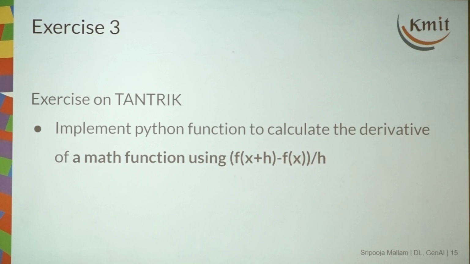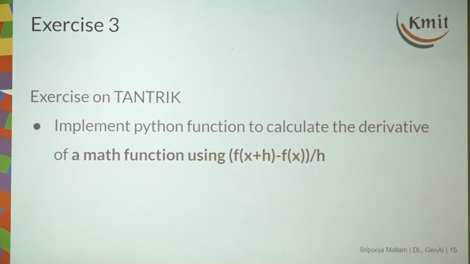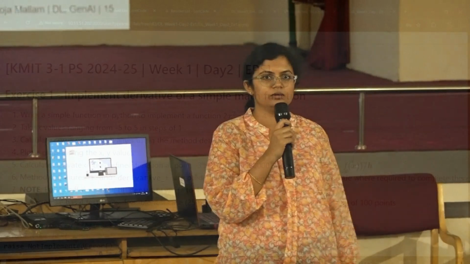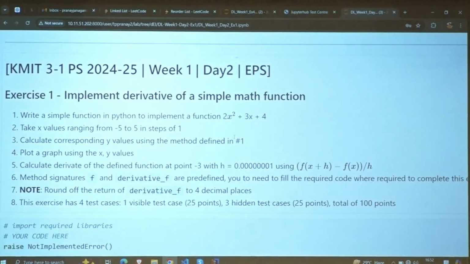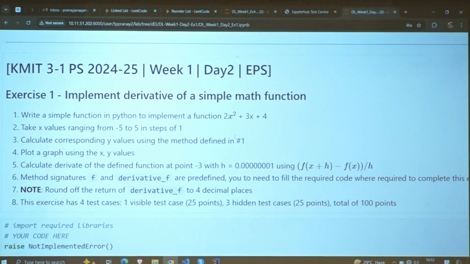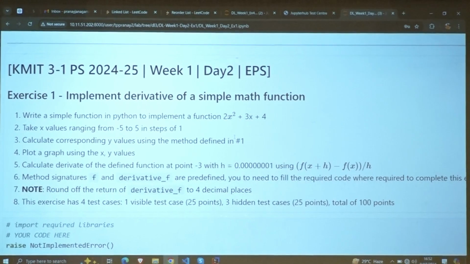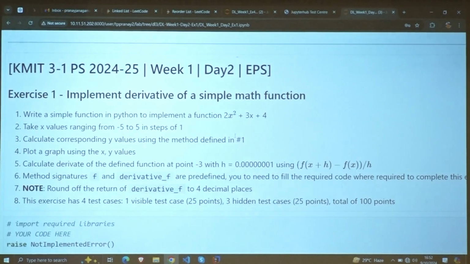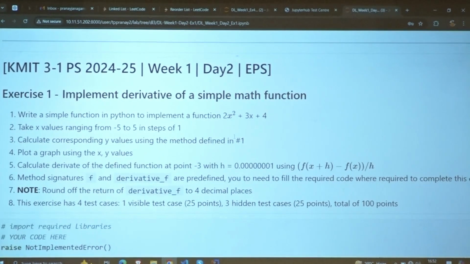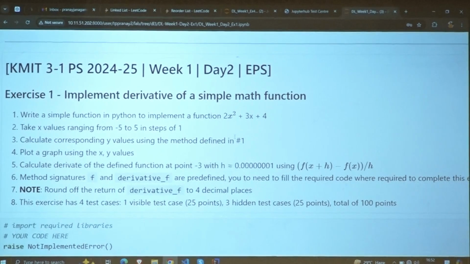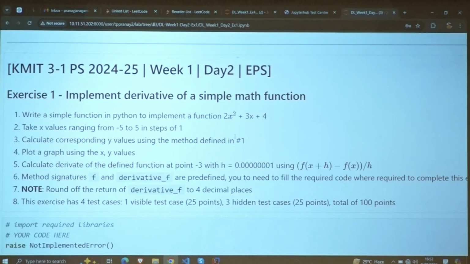So we enabled the third exercise. It has the name day 2 exercise 1. Do you find the notebook on Tantric? Yes. Okay. So this is the description for exercise 3, where you have to implement this math function mentioned in point number 1, 2x square plus 3x plus 4. You have to take x values in the range minus 5 to 5 with steps of 1. And then you have to plot a graph using the x and y values. We are not evaluating the graph part, it's only for you to visualize and see how it's working.